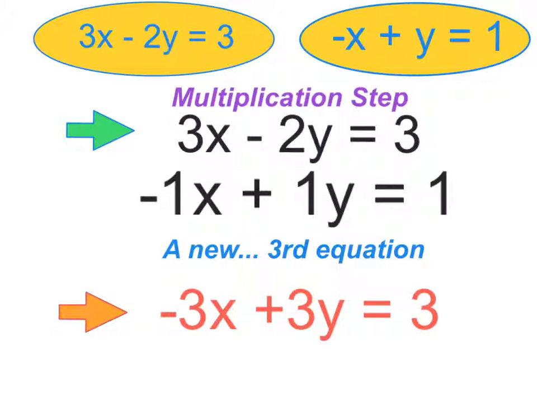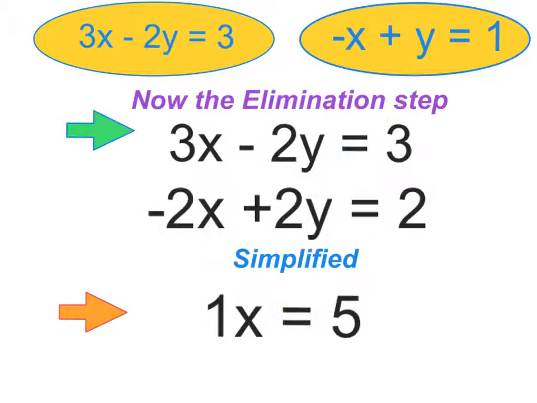Now, what do I do with this third equation? Okay, so look what happens here. Now when I add these two equations together, 3x and -2x give me +1x. The y's now cancel out. I get 0 y's. And 3 and 2 give me 5.